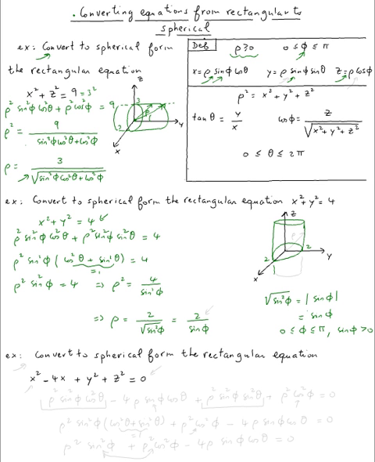Right? Keep going forever, even this way. So rho, this rho 2 over sine phi goes from the origin to the cylinder. Alright, now let's do the next example.